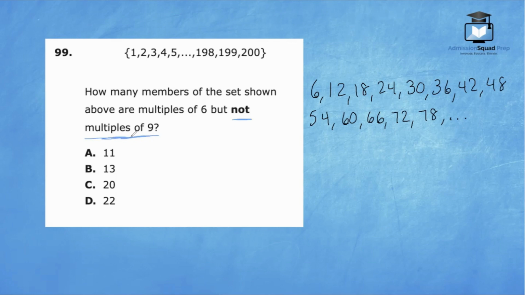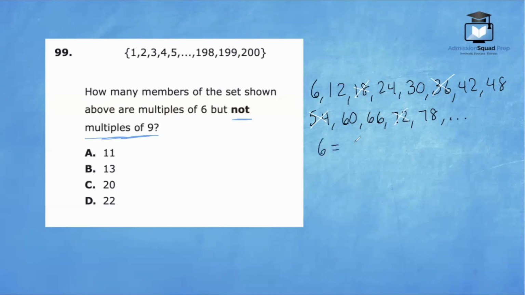a multiple of 9. 18 would be eliminated because it is a multiple of 9. 36 would also be eliminated. We would also eliminate 54, and we will also eliminate 72. So notice the multiples of 18 are being eliminated. Let's go ahead and identify how many multiples of 6 exist between 1 and 200, and how many multiples of 18 exist between 1 and 200, and then we can subtract those two numbers.